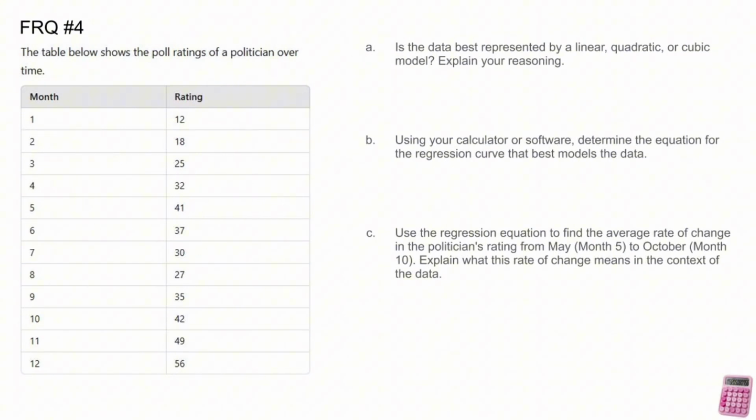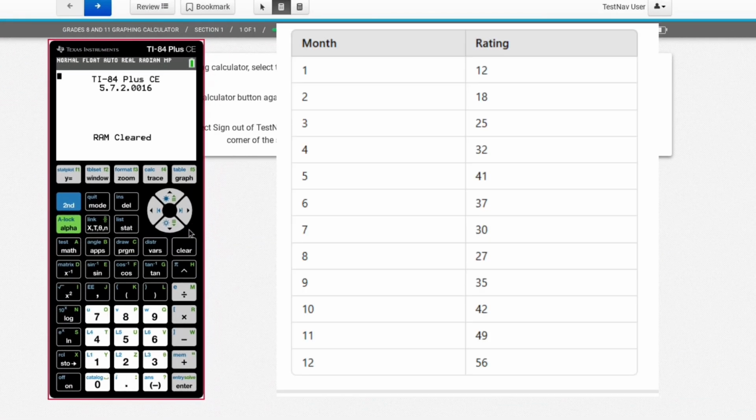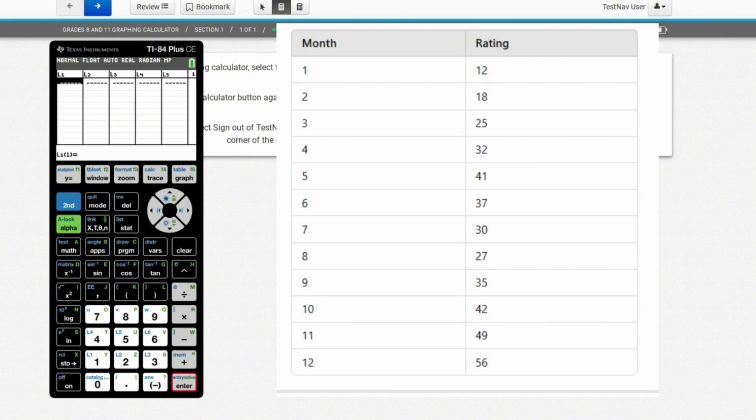For part A, we're going to throw this into our calculator. We're going to see what kind of model it appears to be and explain why. So let's go off to the side and do that right now. All right. My job is to find out if all that information is going to be linear, quadratic, or cubic. So I'm going to go to Stat, I'm going to go to Edit, and I'm going to put in all that info. So the month is going to be all the stuff under L1, so that's just going to be 1 through 12. So type that out, or in this case, watch me type that out, like so.